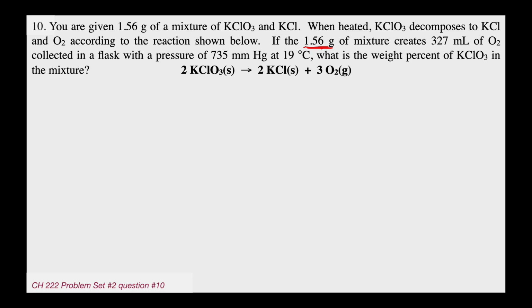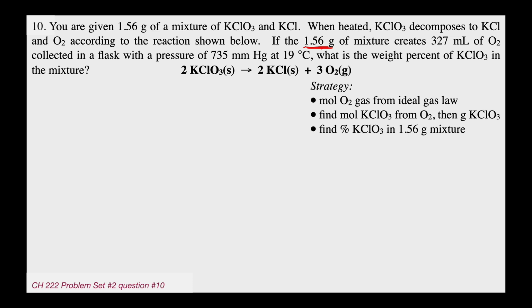But first, let's go back. Let's find moles of O2 because this is a gas. First we're going to find moles of O2 from the ideal gas law, n equals PV over RT. We can then use the 2/3 ratio to turn moles of O2 into moles of KClO3 and then into grams of KClO3 using the molar mass. And finally, whatever number that is, divided by 1.56 times 100, that's going to be the mass percent.